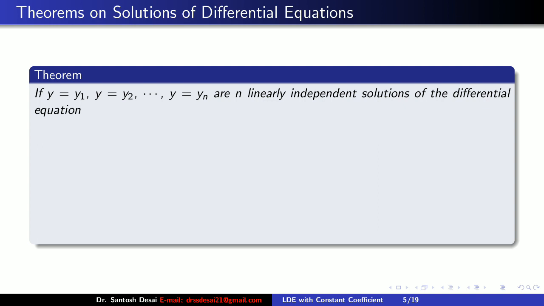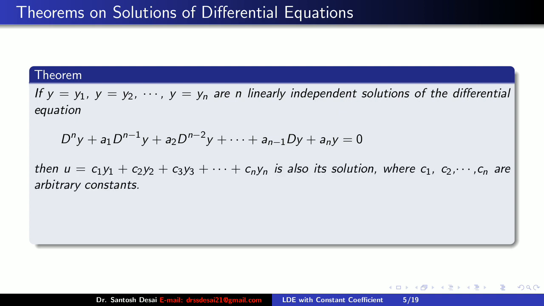Now we consider some theorems on solutions of differential equations. So the first one, if y is equal to y1, y is equal to y2 and so on, y is equal to yn are n linearly independent solutions of the differential equation D raised to n y plus a1 D raised to n minus 1 into y plus a2 D raised to n minus 2 into y plus and so on plus an minus 1 into Dy plus an y is equal to 0, then y equal to c1y1 plus c2y2 plus c3y3 plus and so on plus cnyn is also its solution, where c1, c2 and so on cn are arbitrary constants.